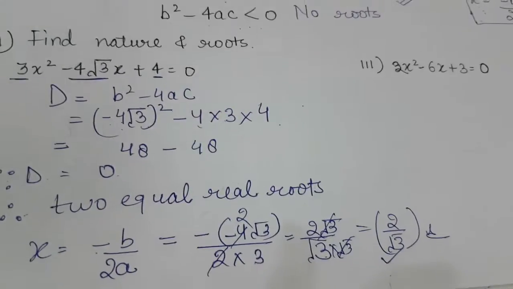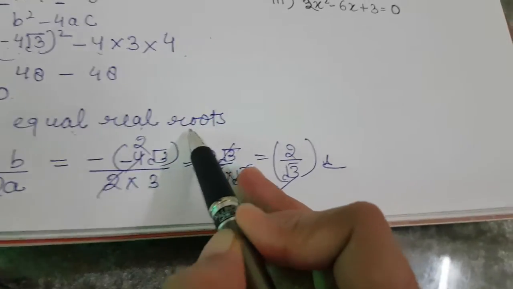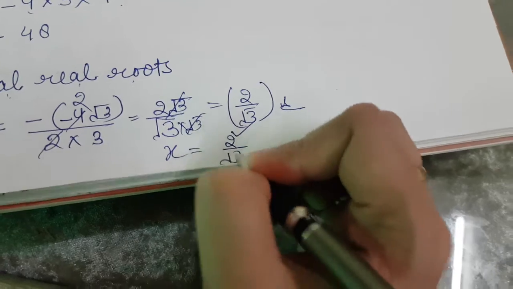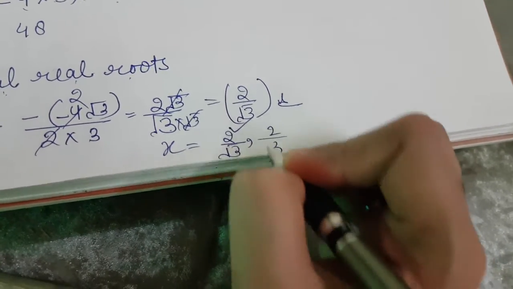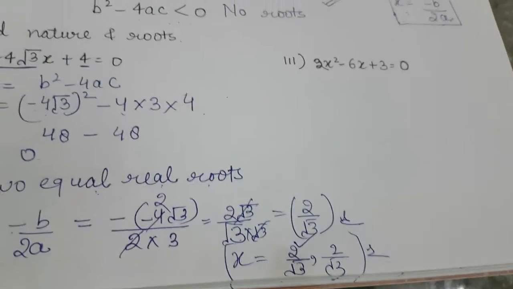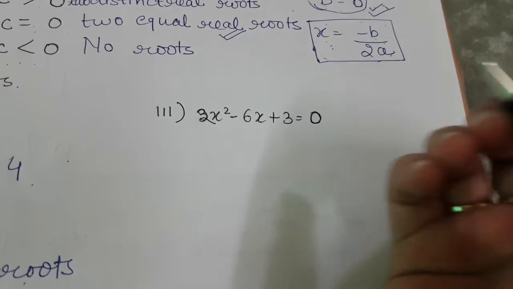And both roots, because the nature of root we found out already, two equal real roots means both roots will be equal. So both roots are 2 upon root 3 and 2 upon root 3. Answer. Clear here students? Okay. So for more clarification, let's do another part, third one.